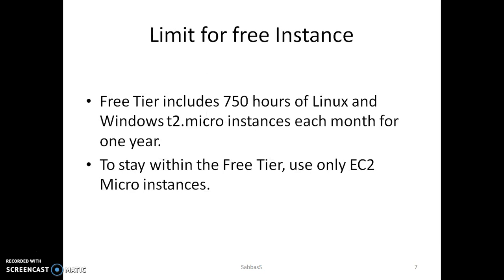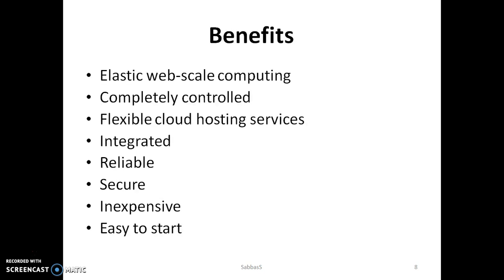Here you have 750 hours free a month. And always remember, stay within the free tier, and use only EC2 micro instances if it's free. Otherwise, there are costs. Everything is displayed on the Amazon board, whatever the price is, and you can proceed subject to your requirement. Are there any benefits?